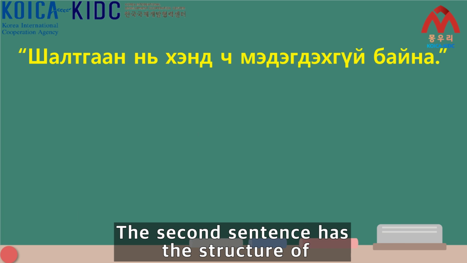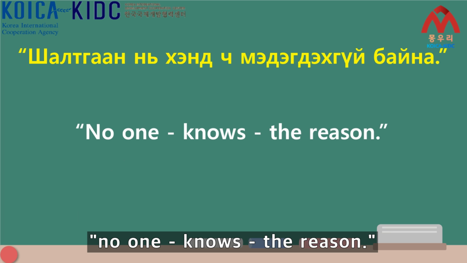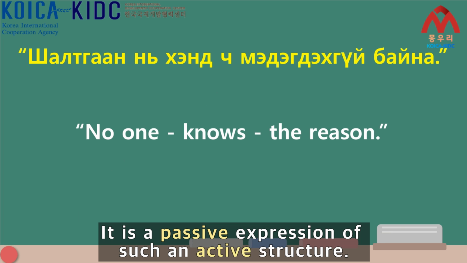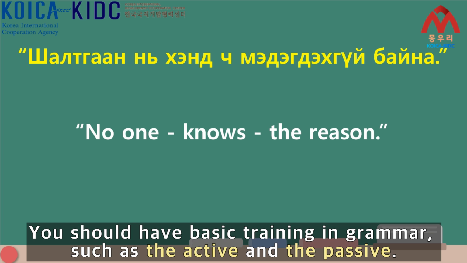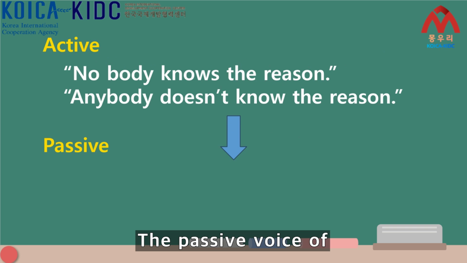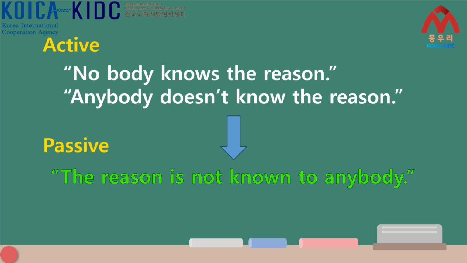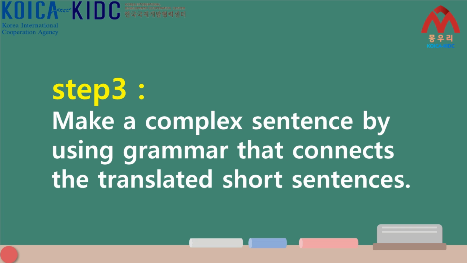The second sentence has the structure of "no one knows the reason." It is a passive expression of such an active structure. You should have basic training in grammar, such as the active and the passive. The passive voice of "nobody knows the reason" or "anybody doesn't know the reason" would be "the reason is not known to anybody."